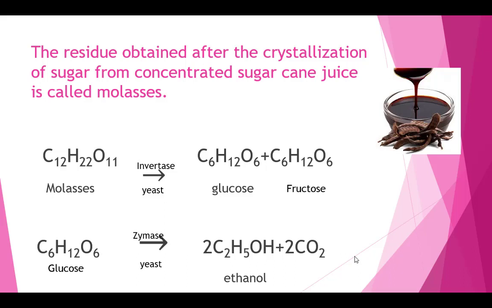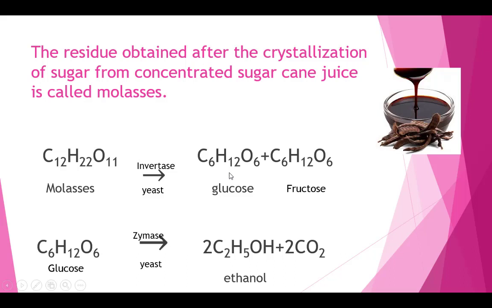What is molasses? Dear students, the residue obtained after the crystallization of sugar from concentrated sugar cane juice is called molasses, and its appearance is like this, a black colored highly concentrated solution. Molasses, its chemical formula is C12H22O11. Invertase secreted by yeast will convert this molasses into simple sugars, that is glucose and fructose.